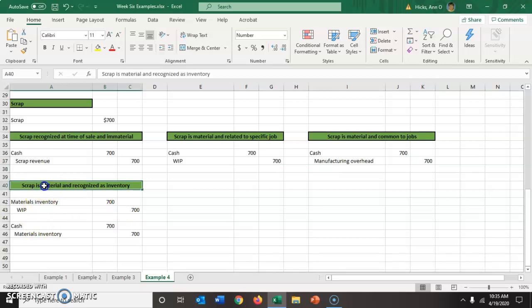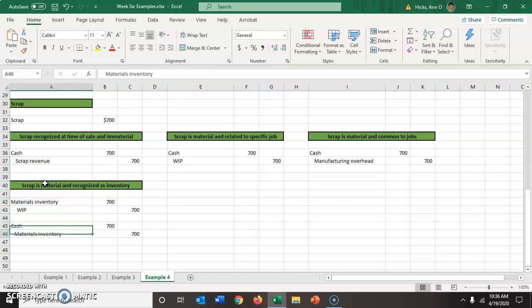Now, if it is significantly material, we can recognize the scrap as inventory, in which case we would take the disposal value of it, debit materials inventory, and credit WIP at the time we have the scrap. And then when it's sold, we'll debit cash and credit materials inventory. So we're leaving it in inventory until such time as we actually sell it. And we're hitting WIP, or reducing WIP, at the time the scrap is identified, as opposed to in the scenario up here where we waited and did not make this entry until it was actually sold.